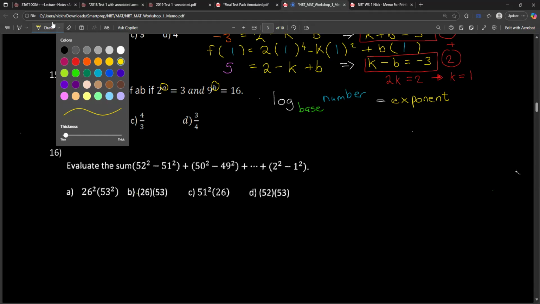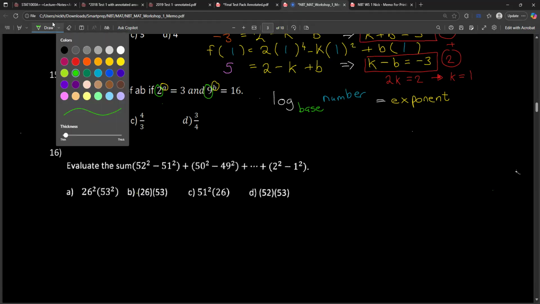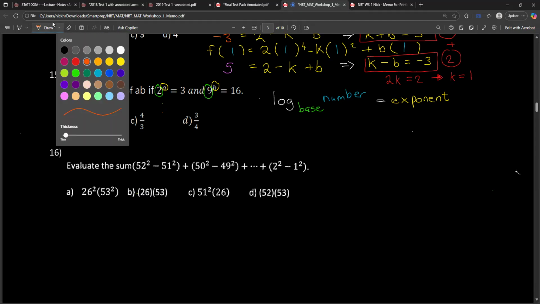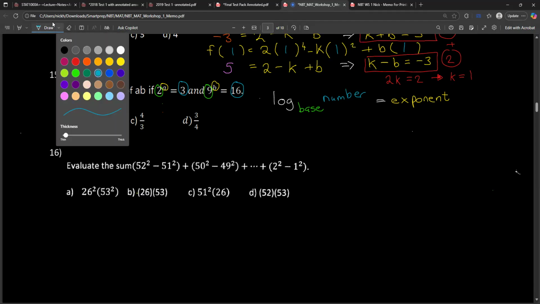Because when you remember the rhyme, then the part where you have to get this into logs is easier to remember. Now, think of the number as the thing by itself. That's a number. Okay, so log base number equals exponent. So let's do that and see how we go.